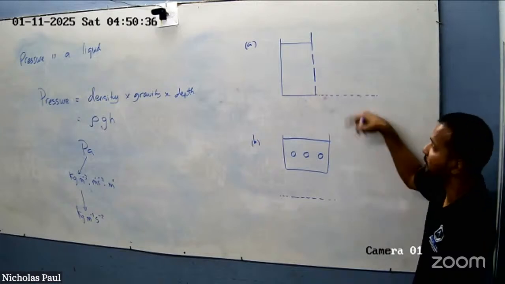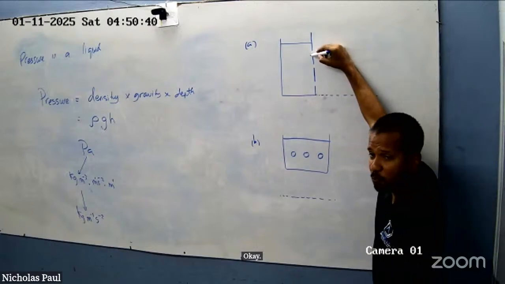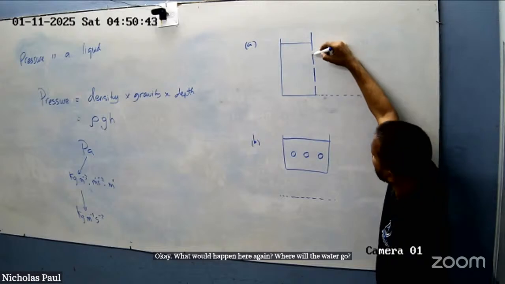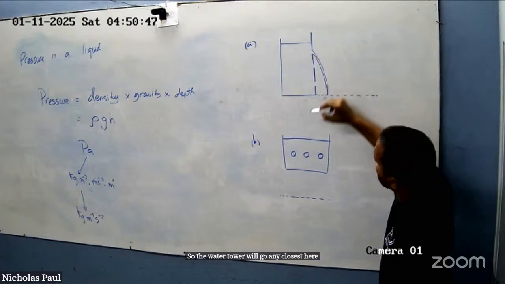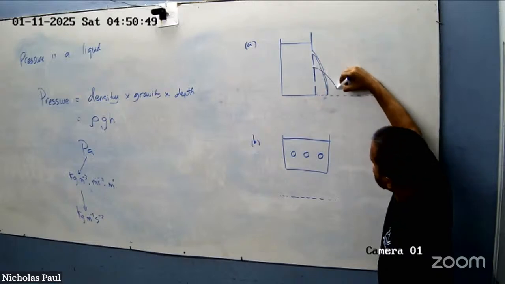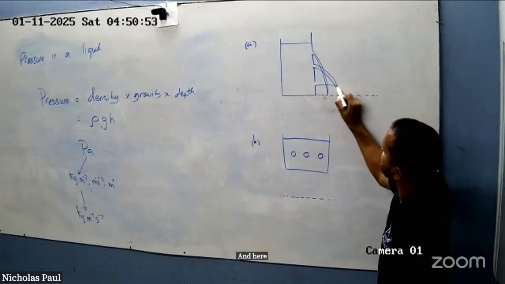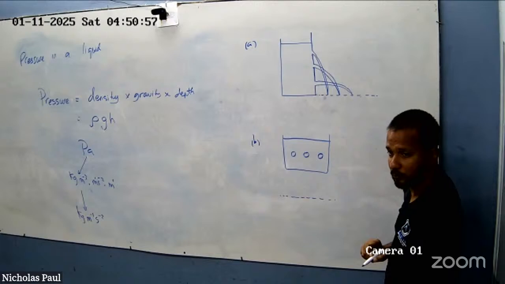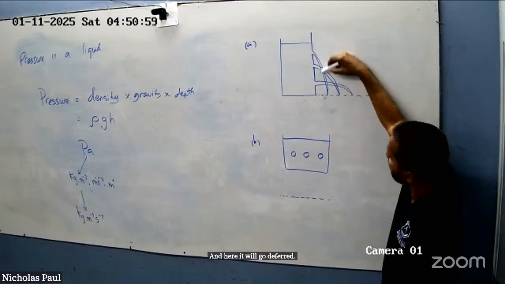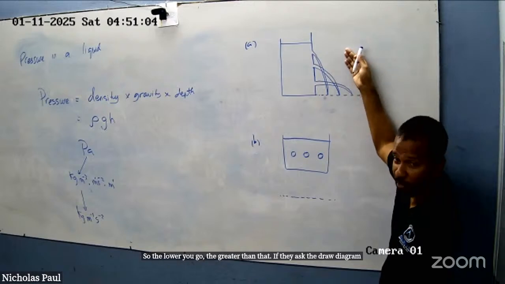Then you have two quick diagrams to draw. What would happen here? Where would the water go? The water will go the closest here, medium in between, and here it will go the furthest. So the lower you go, the greater the depth. If they ask you to draw a diagram to show it, this is a nice diagram you can use.